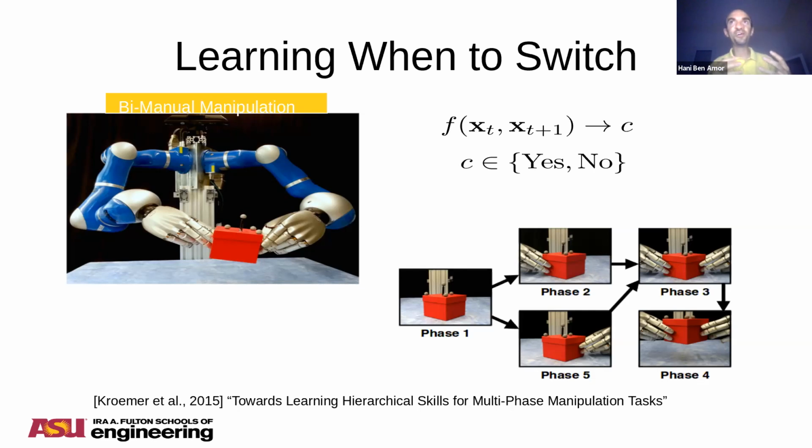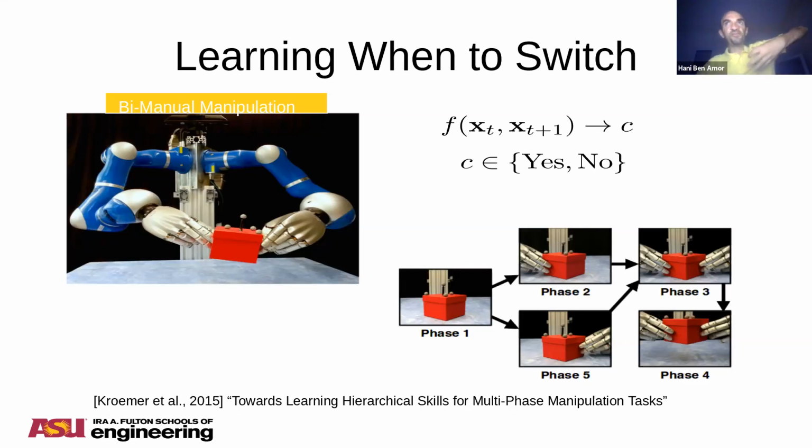Now, let's try out something else. Can we do something else with machine learning? Well, one interesting thing is to learn when to switch, which turns out to be a really important thing for robotics. Let's say you wanted to pick up something with this bimanual robot. One way to do that is obviously you go from the left side and you go from the right side, and then you pull it up.